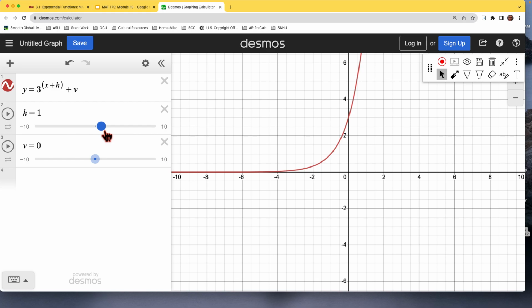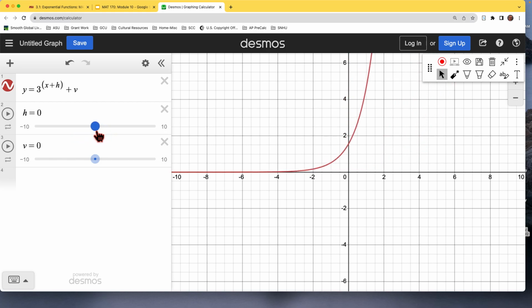I started my slider out at 1, and notice I'm kind of over there. So let's go to 0. I'm adding, so this is our standard. And if h goes positive, what direction is it sliding? The negative direction. So remember, inside operates the opposite of what we think it's going to do. And if it's negative, it actually goes in the positive direction.